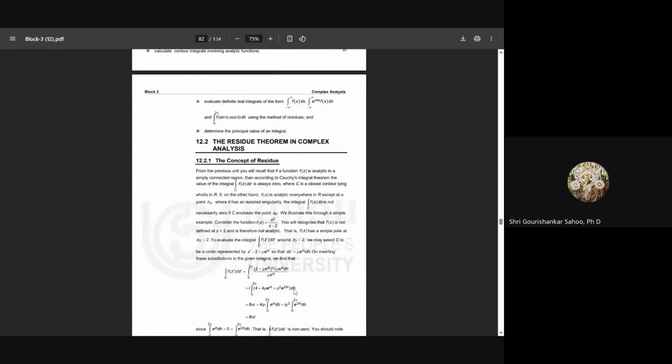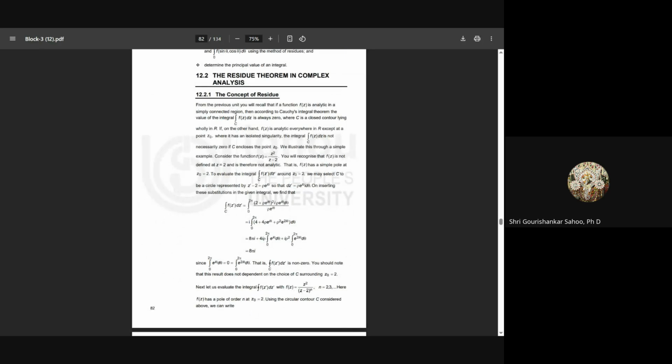Then your residue theorem. So what is a residue? If a function f(z) is analytic in a simply connected region, a simply connected region is a region where if you shrink the periphery, then it will be at the center without leaving that region. So this is the concept of residue for a simply connected region. According to Cauchy integral theorem, the value of integral f(z) dz over closed contour C is always 0, where C is a closed contour lying wholly in R.